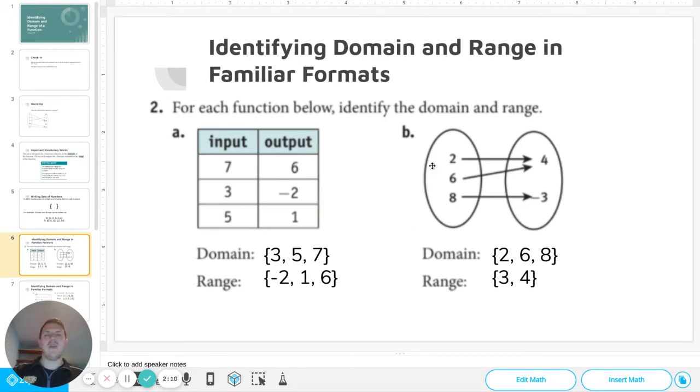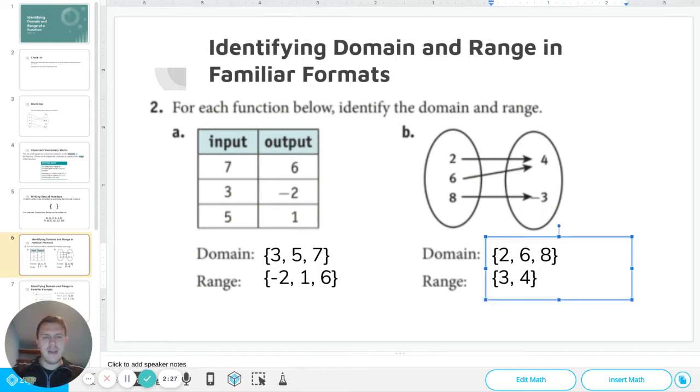Likewise, in the mapping right here, where the arrows start, those are my input values, my domain values. So that would be 2, 6, and 8, which I have right here. And then 4 and, that's -3. I'm sorry, let me fix that really quick here. So -3 and 4 would be my range values.